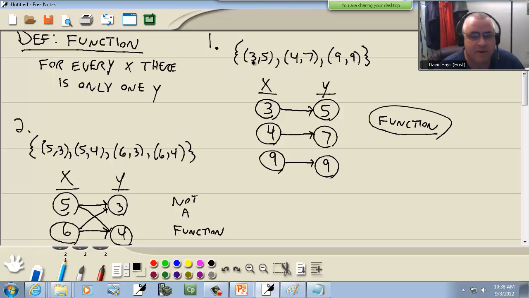See how my first problem here had 3, 4, 9? They didn't repeat, did they? So that's a function. But down here, we had 5 and 5. Those both repeated. So right there, I can stop and say that's not a function. So much easier than drawing the picture here.